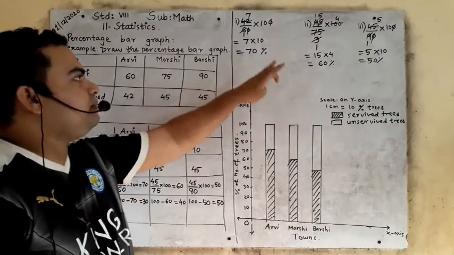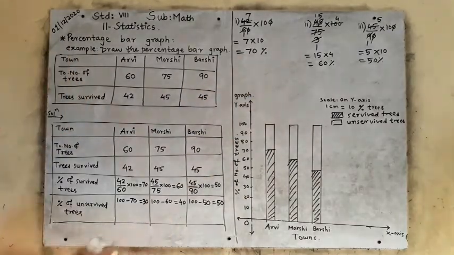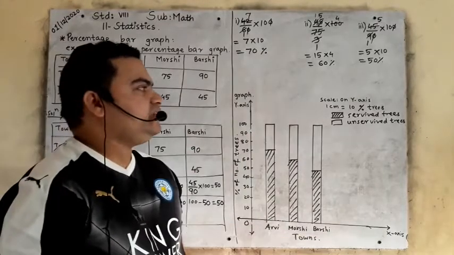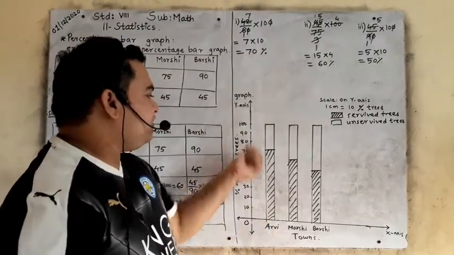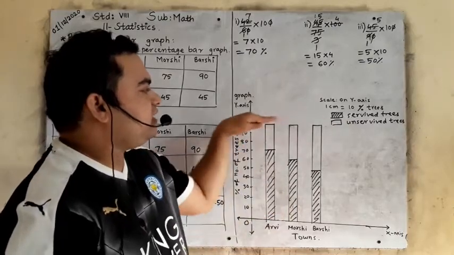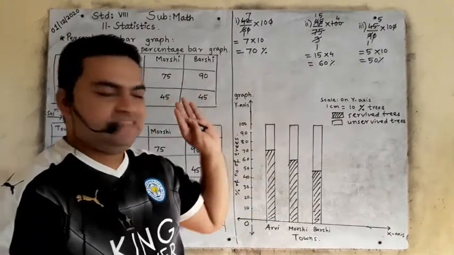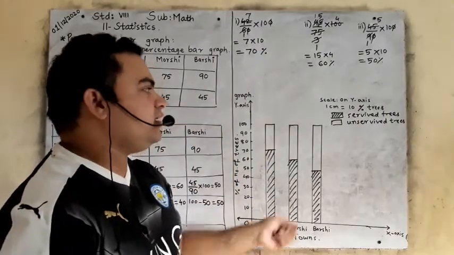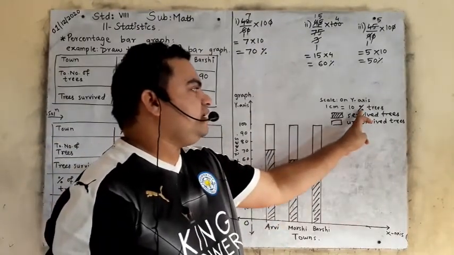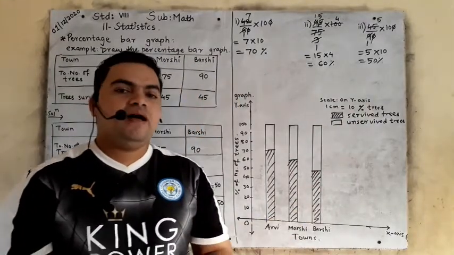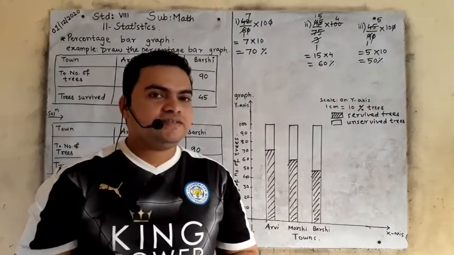You will find the percentage below the table, then you will fill the table, and then you will draw the percentage bar graph. You will identify the percentage bar graph by its height. All the bars are of 100, 100, 100. Is it clear? It means it is a percentage bar graph. Or you can see the percentage symbol here. Then also you will say this is a percentage bar graph. I hope you understood how to solve this.